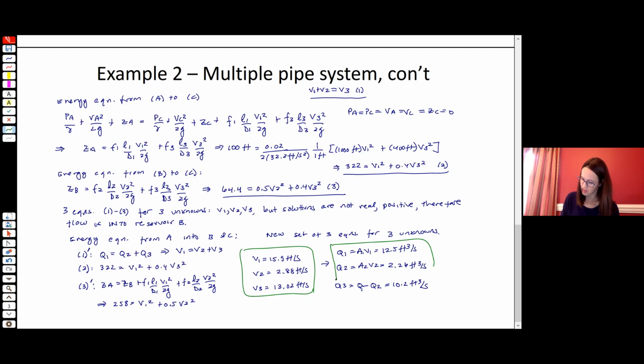Ta-da, there we go. So that's how we solve that problem. This is a good example of how to solve these pipe flow problems, whether single or multi-pipe, for the flow rate rather than pressure, and how to deal with multi-pipe systems when it's not clear which direction the flow is in.